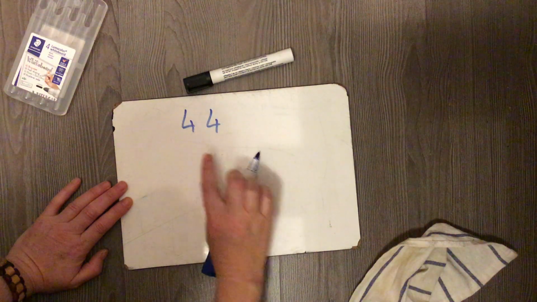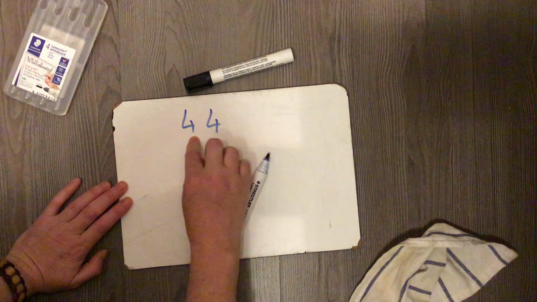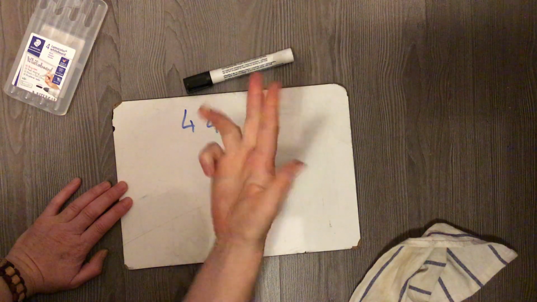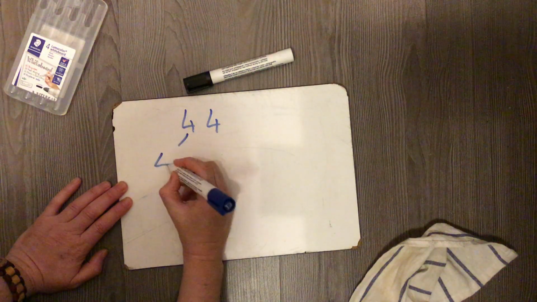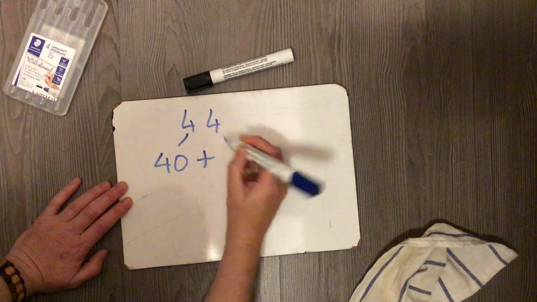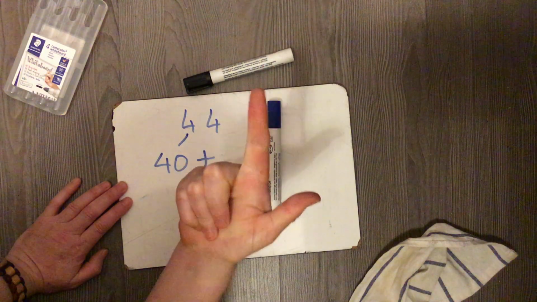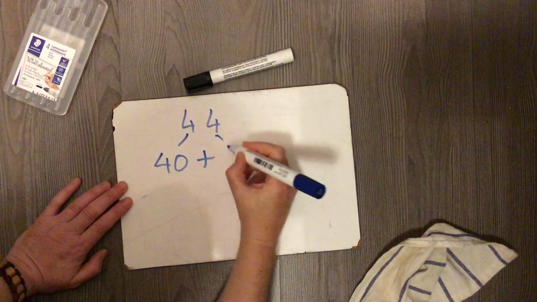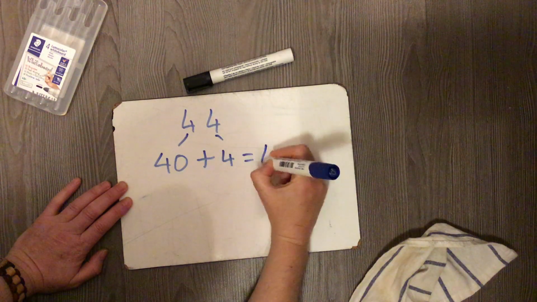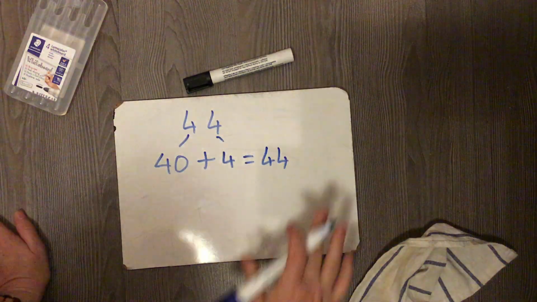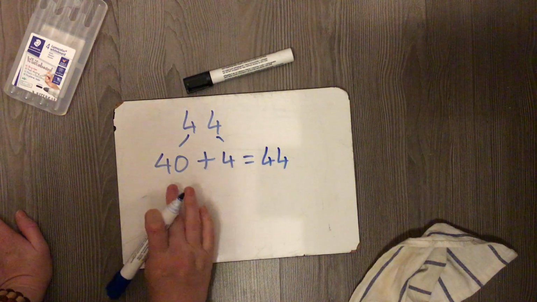So 44 is how many tens? The number's right there. 10, 20, 30, 40. Plus, how many units? 1, 2, 3, 4. 4 units. Equals 44.